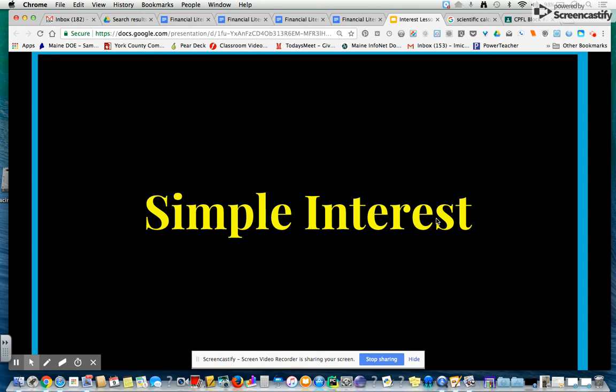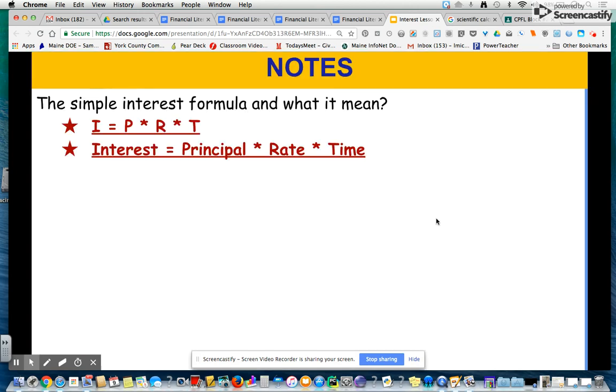So let's begin with simple interest. The simple interest formula is I is equal to PRT, which means the amount of interest that you earn is equal to the principal times the rate times the time.